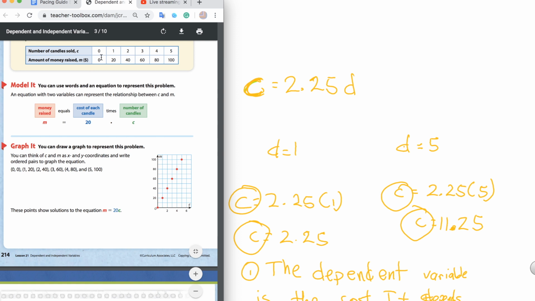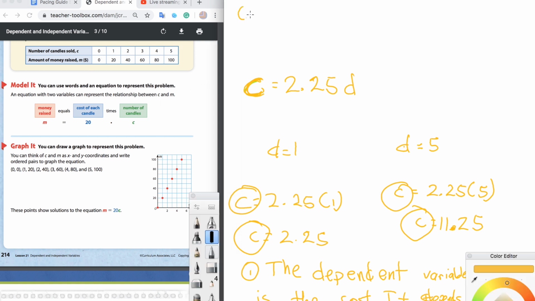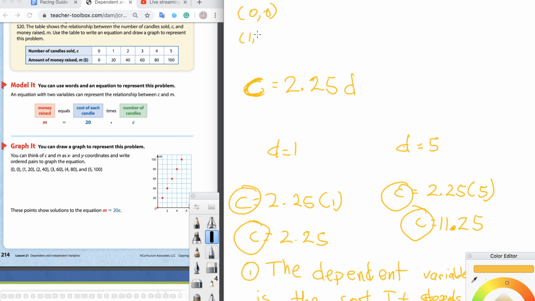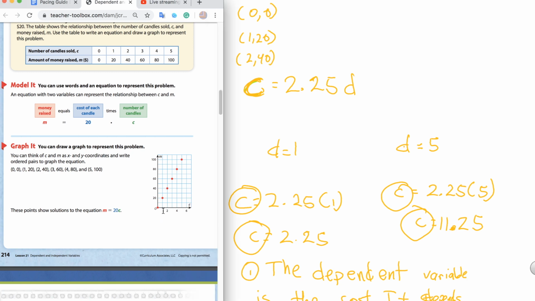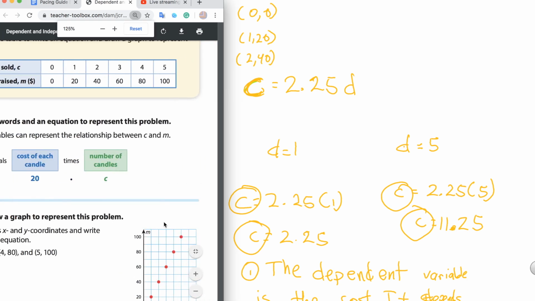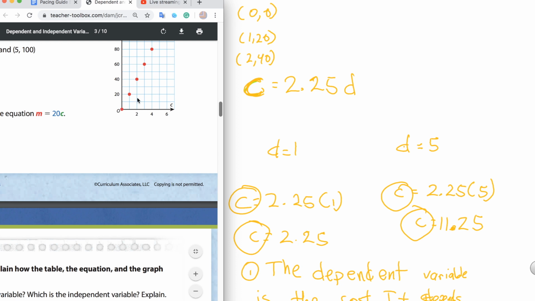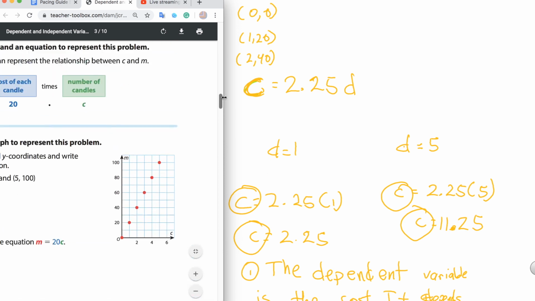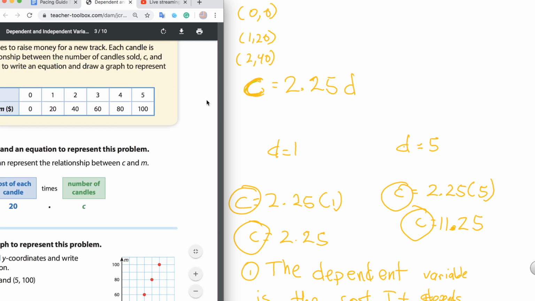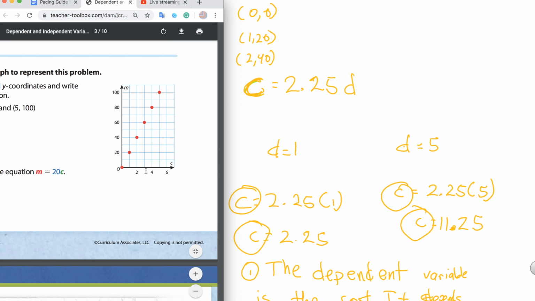These numbers right here are going to be your coordinates. So for example, the first one's going to be 0, 0. That's where you start. The next one's going to be 1, 20. The next one's going to be 2, 40, and so on. And if you look right here at our graph, I'll zoom in so you can see it better. So the 0, 0 would start off here. The 1, 20 would go 1, then 20. The 2, 40 would go 2, then 40. Then I believe 3 was 60, and 4 was 80. So 3, which would be right here, was 60, and 4 was 80. And you would have to keep going to draw your graph like that.